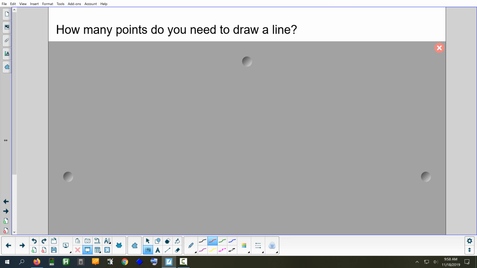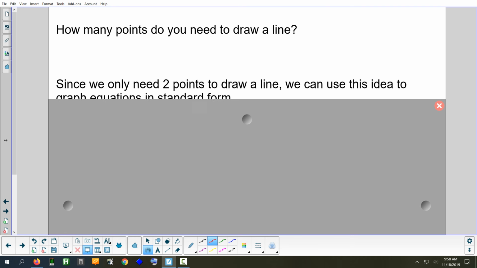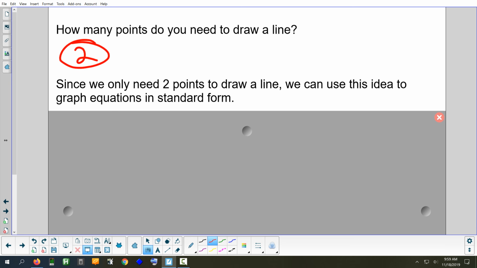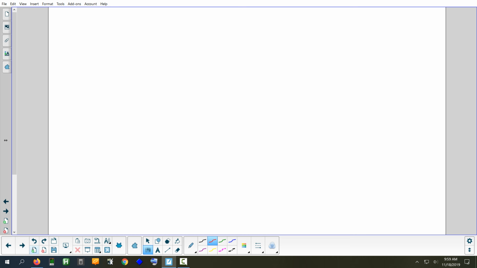All right, the first thing, I just want to ask you guys this question. How many points do you need to draw a line? At a minimum. And as long as you give somebody this many points, they can only draw one line through it. 2. You got to have 2 points. So, since you only need 2 points to draw a line, we're going to try to figure out those 2 points.